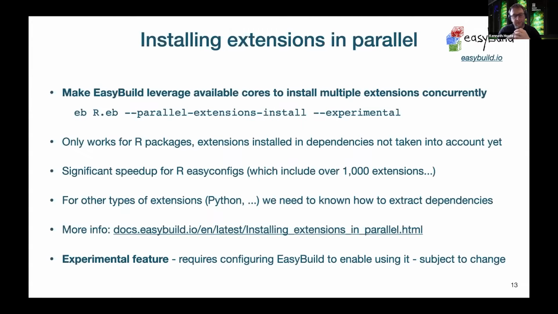This is still experimental because what's there works for R, but only for R. It doesn't work for Python or Perl or other types of extensions yet. And we want to fix that first before declaring it stable. And there's also some other issues, like it doesn't know about R packages that are installed in a dependency. So that has to be fixed as well. But this is a feature that we hope to make stable for the next major version of EasyBuild, EasyBuild 5. And this will then become probably the default way of installing things that involve extensions.